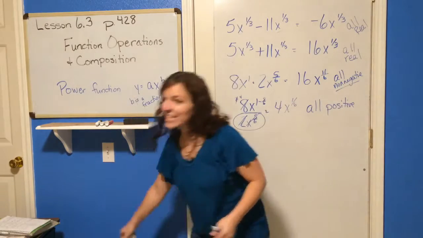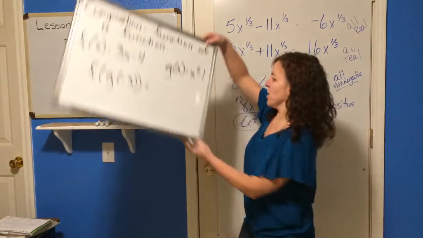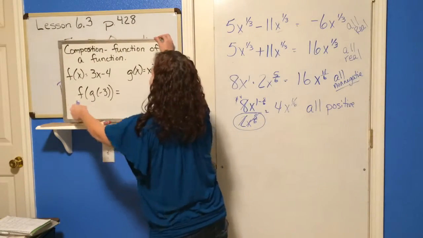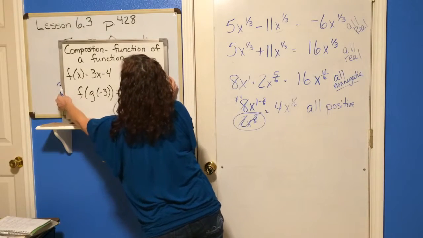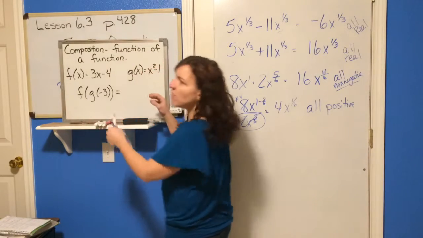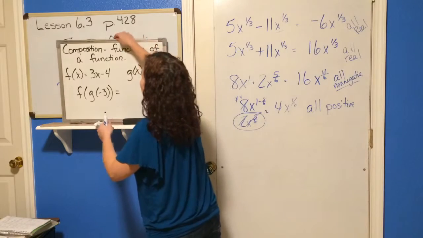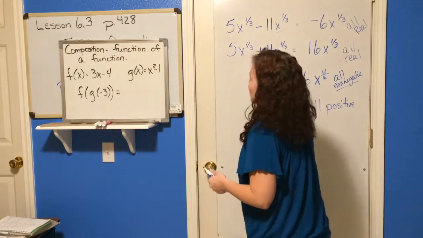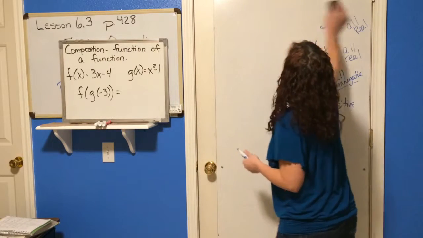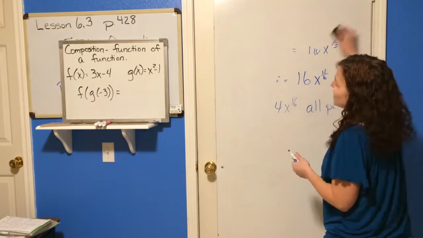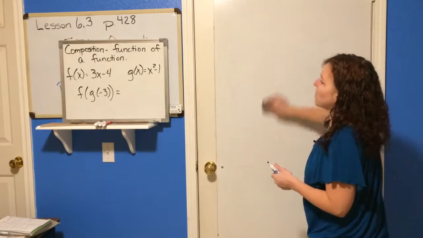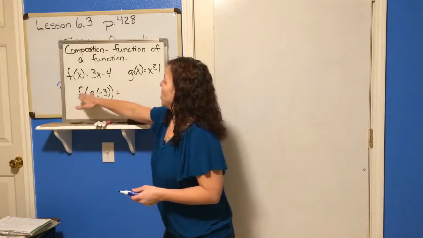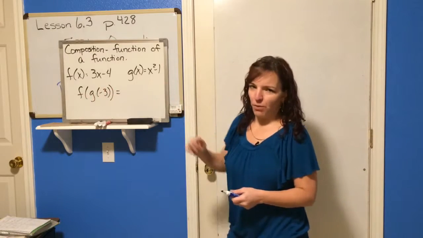All right. The next thing is, this is getting fun. Here we go. The next thing is composition. Composition of functions is where you have a function of a function. All right, here's how it's going to work. I've given you two functions here. f of x is 3x minus 4, and g of x is x squared minus 1. And what I want you to give me is f of g of negative 3.